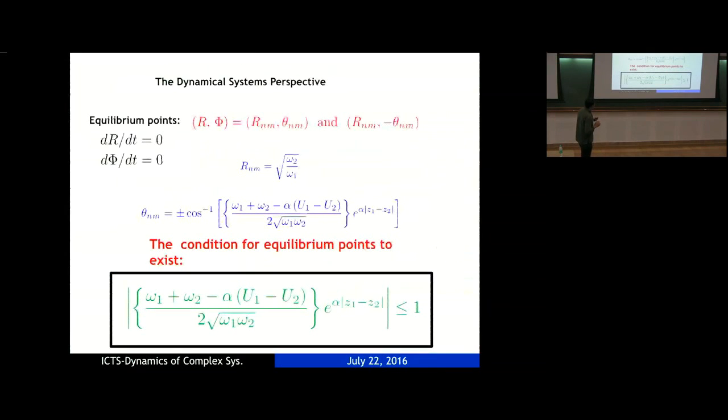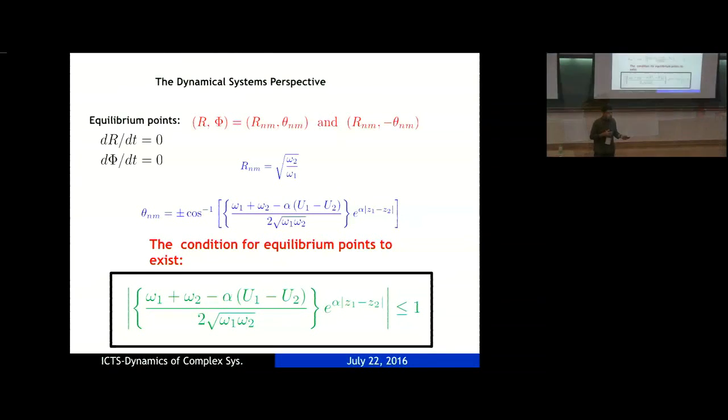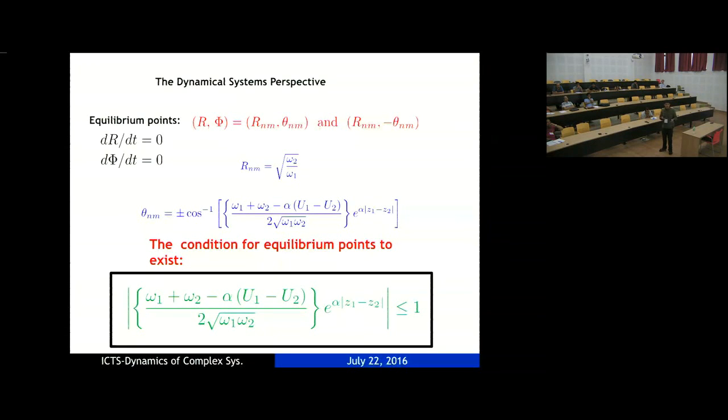So again, what I'm trying to say is that we have this equilibrium point where this is cos inverse of something, and cos inverse of something would imply that this quantity has to be less than or equal to 1, which is the reason for existence of the equilibrium point. Otherwise, the equilibrium point wouldn't exist. And now the question is, what is the meaning of the equilibrium point in this case?